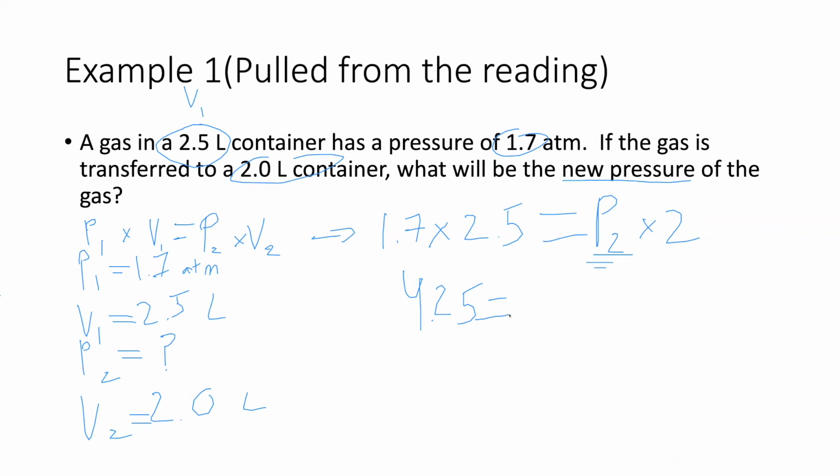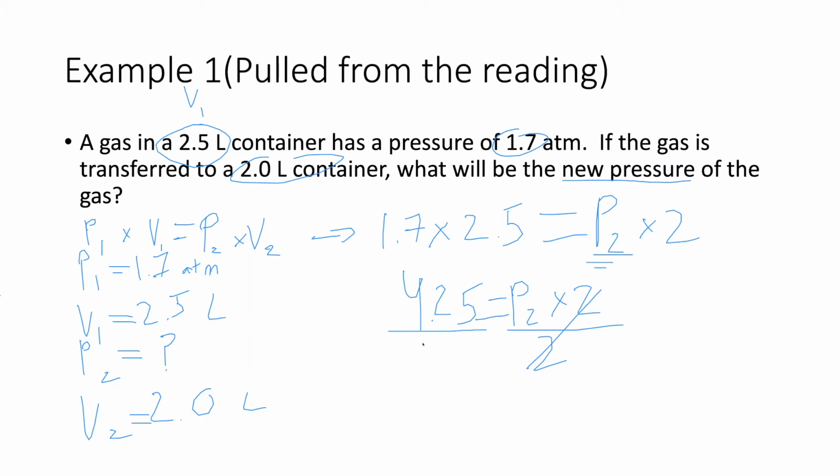Equals, all right, we simply now have P2 multiplied times 2, okay? We have 4.25 equals P2 times 2. The next step is to cancel out the 2. And so, guys, to cancel the 2, we're going to divide each side by 2. Because guess what? The 2's are now going to cancel out.